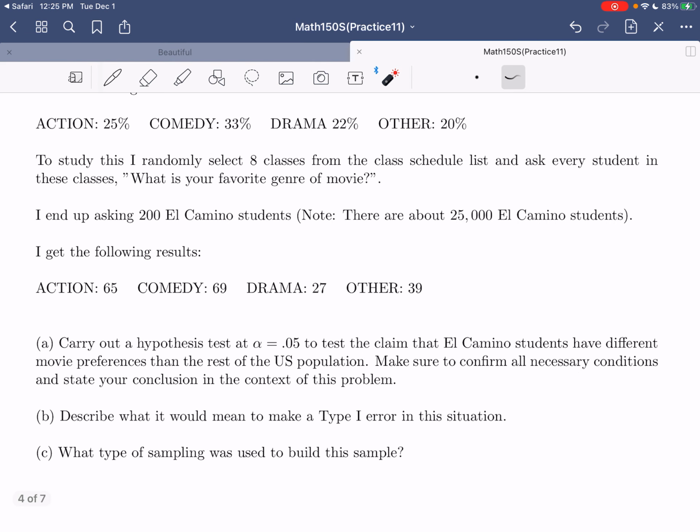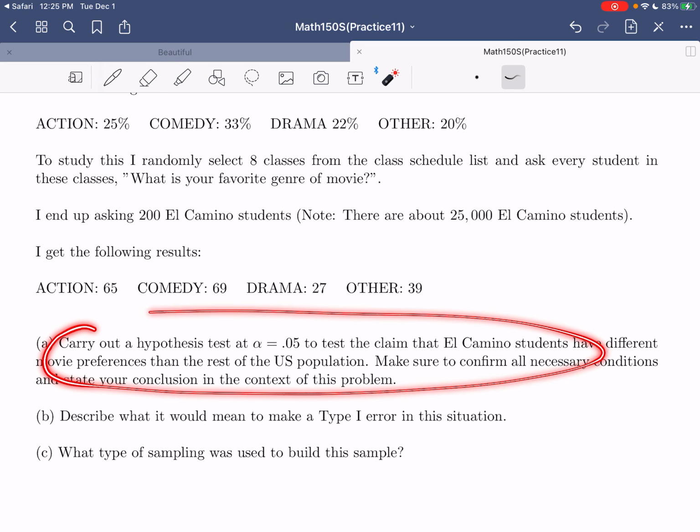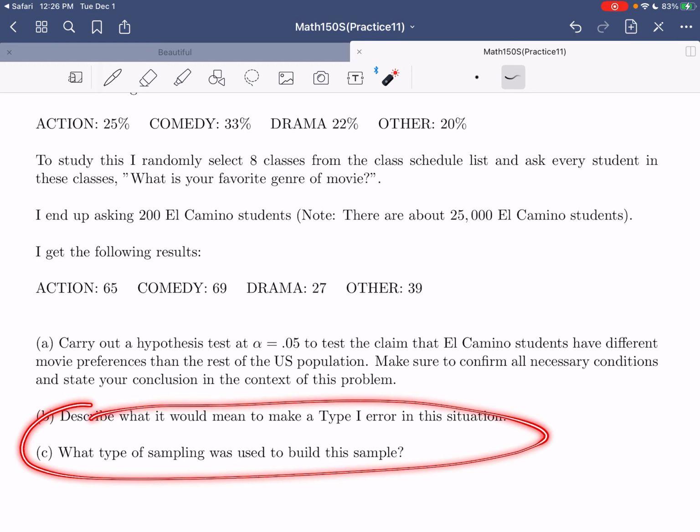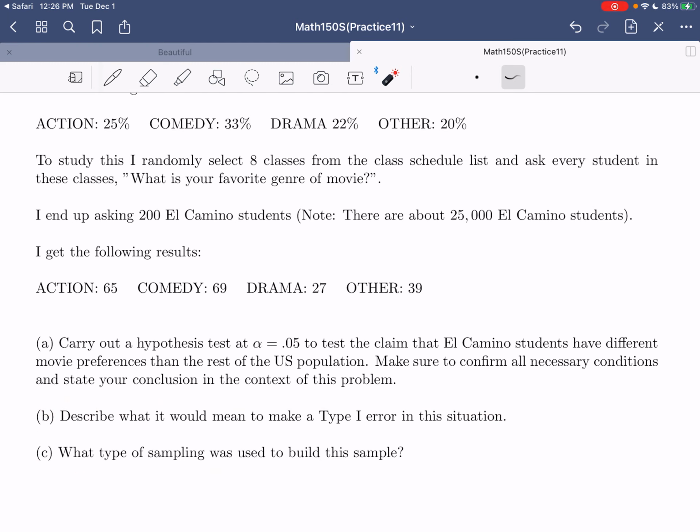So what we want to do is start with a hypothesis test in part A. We want to carry out a hypothesis test at alpha equals 0.05 to test the claim that El Camino students have different movie preferences than the rest of the U.S. population. Make sure to confirm all necessary conditions and state our conclusion in the context of the problem. And then we'll do a little bit of follow-up stuff with looking at what a type 1 error would mean here and also what type of sampling was used.